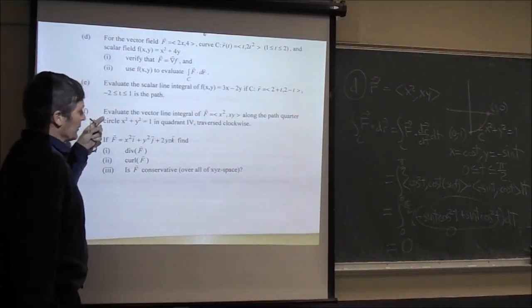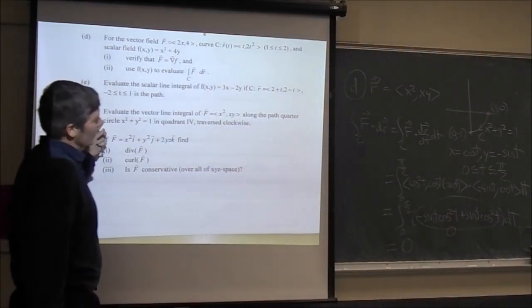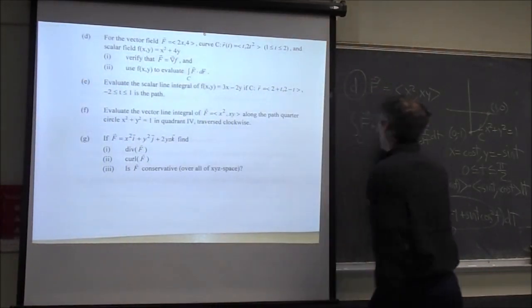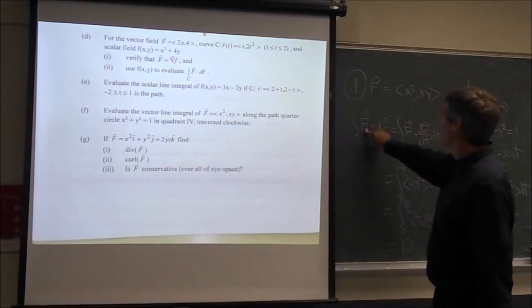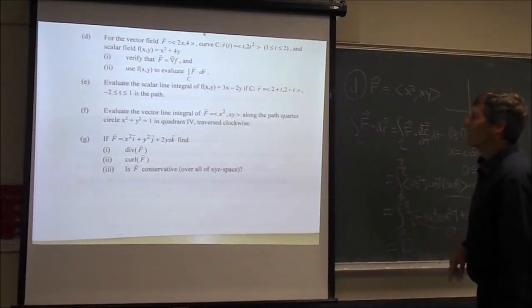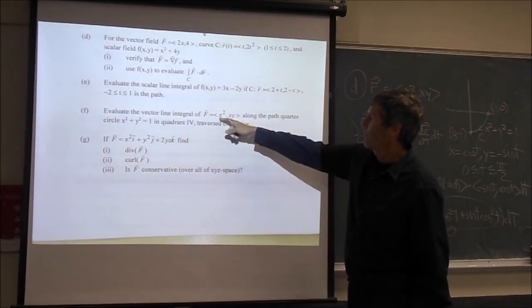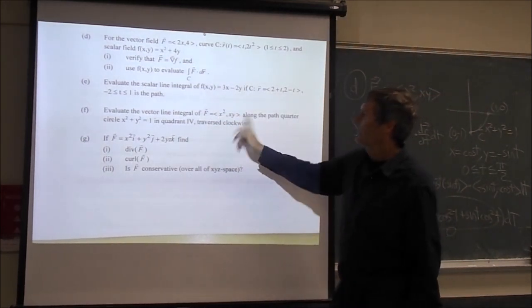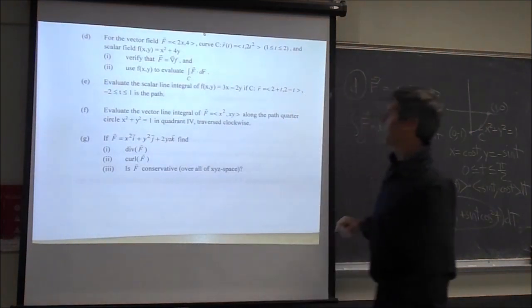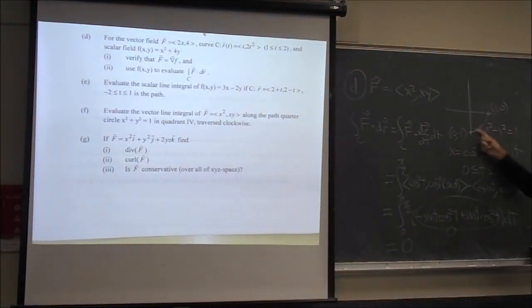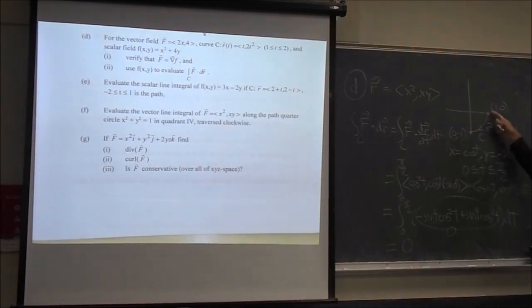Now let's try a vector line integral. A vector line integral is the integral of F dot dr of a vector field along a curve. For this particular one, with a vector field that has components x squared, xy, I traverse the quarter circle in the fourth quadrant clockwise. That's this one right here. I go from (1, 0) to (0, -1) along the curve x squared plus y squared equals 1.